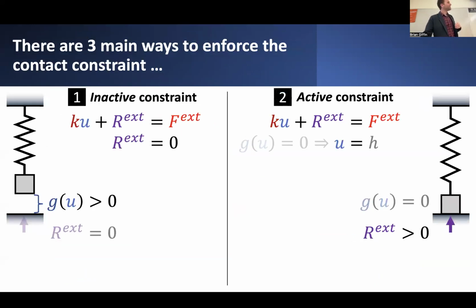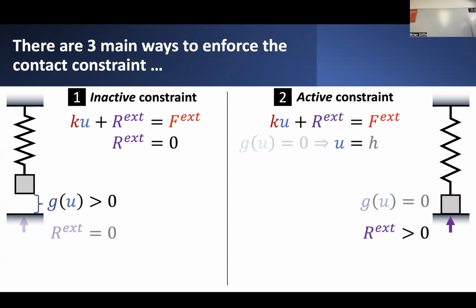All right. So again, if I have an inactive constraint, in other words, if the gap is open, I want the reaction force to be equal to zero. That's my additional equation that I have to introduce in order to solve for both of these two unknowns, the displacement and this reaction force. So two unknowns, two equations. Okay, so far so good.